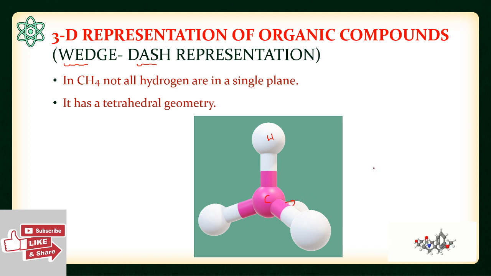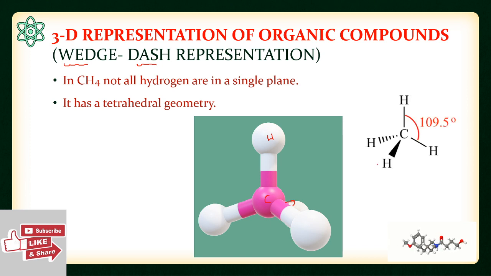To represent this in wedge dash form, we can represent it like this, where this dark one is known as the wedge. This represents the atom which is facing towards me, the one which is out of the plane. So this hydrogen atom, which I have circled with red, is represented by the wedge because it is facing towards the person looking at it, or it is out of the plane.